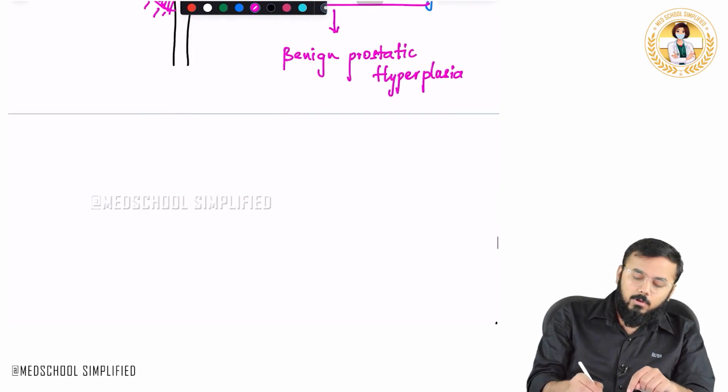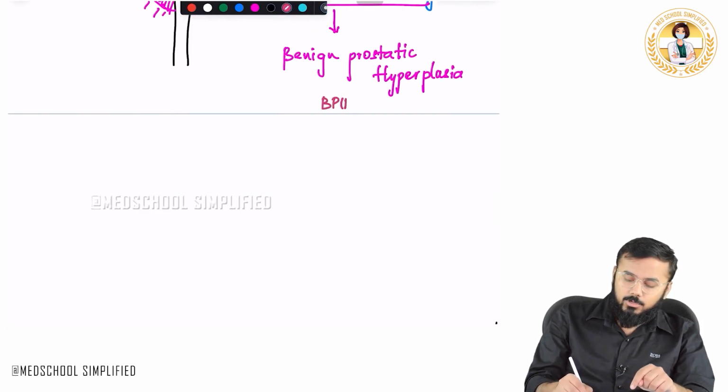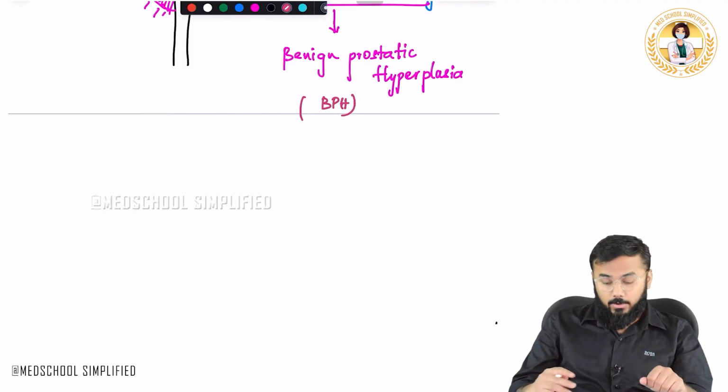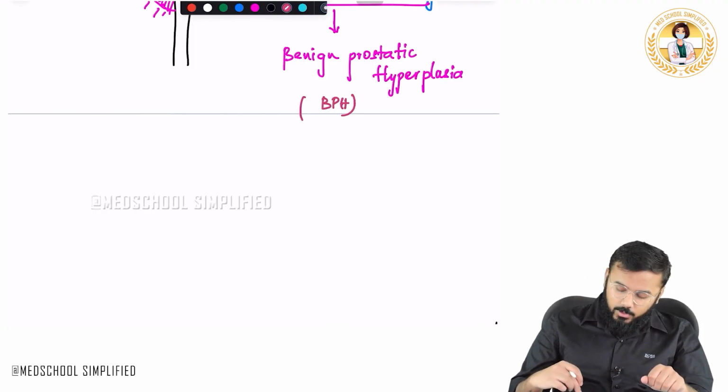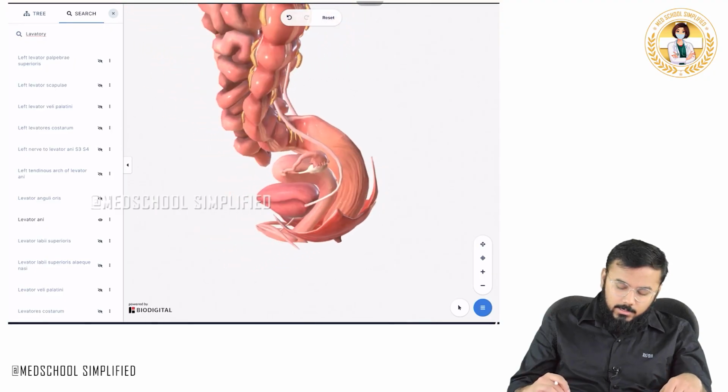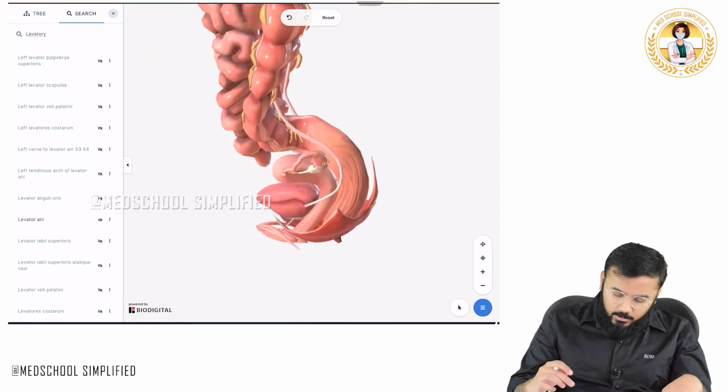In an abbreviated form, you just call it BPH, benign prostatic hyperplasia. Okay, so let me show you one very important thing regarding benign prostatic hyperplasia.